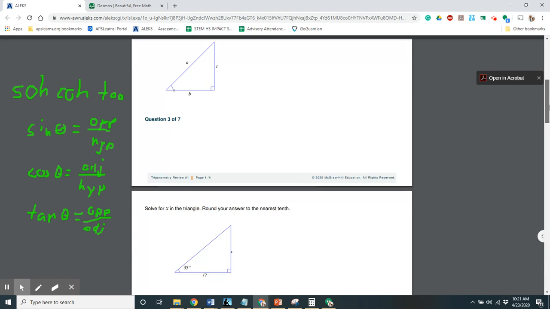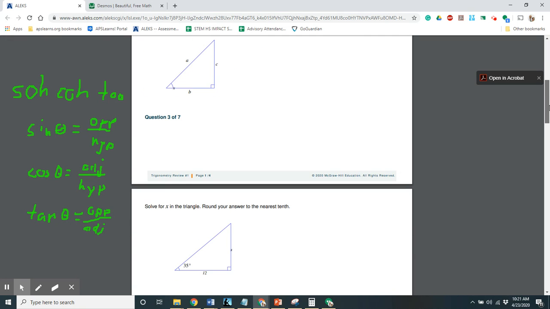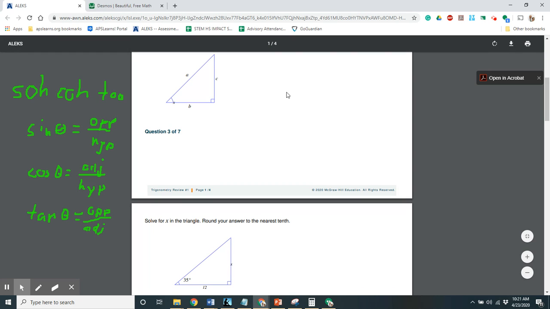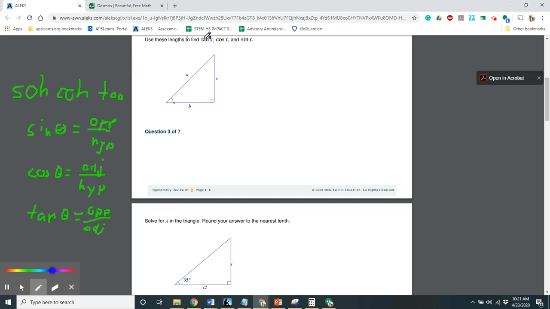So we have two different types of questions here. One where we're just naming the ratios, and one where you're finding side lengths using the ratios. So the first two, you're just naming the ratios. So tan, cosine, and sine, looking from the angle x, which is this angle here. So start by labeling your sides, looking from this angle. Well, the hypotenuse is the long side across from the right angle. And then opposite is across from the angle you're looking from. And then the last side is adjacent.